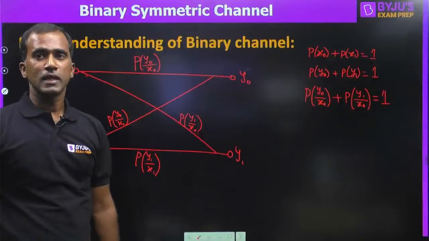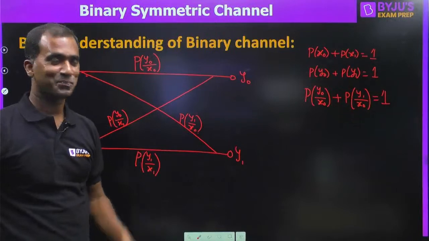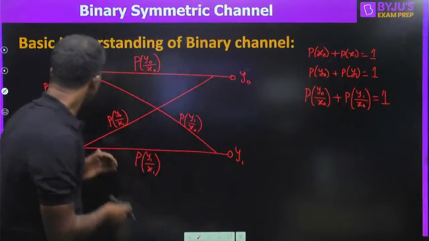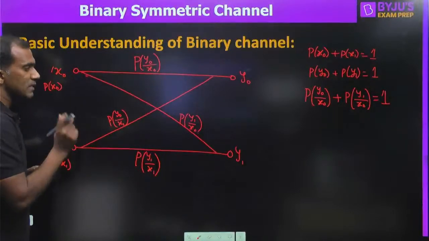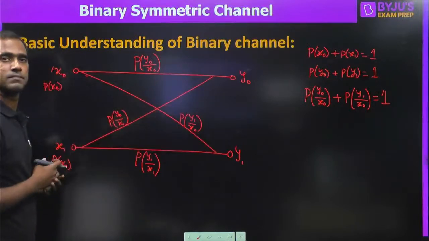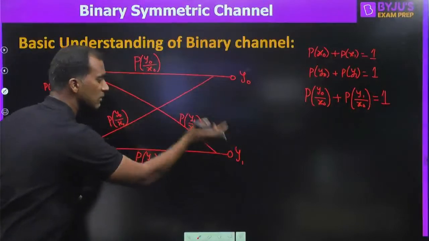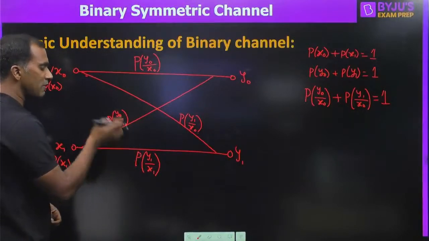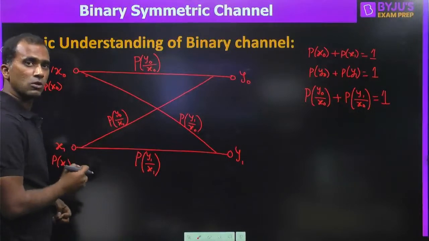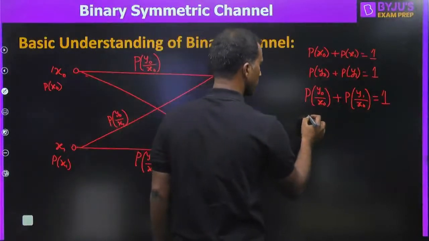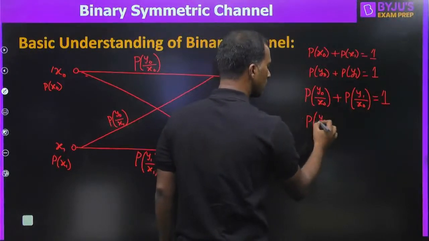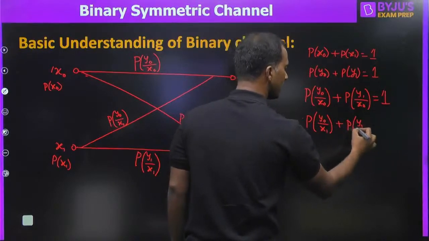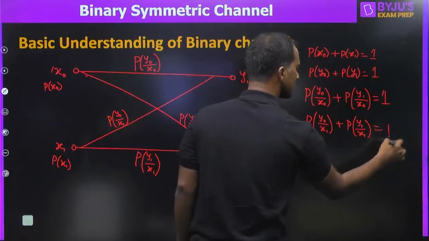I hope it is clear. Similarly, when x1 is transmitted, there are only 2 possible outcomes in this graph, y naught and y1. If you add the probabilities of those two, that also should result in 1. P of y naught given x1, the condition should be the same, plus P of y1 given x1, that should result in 1.